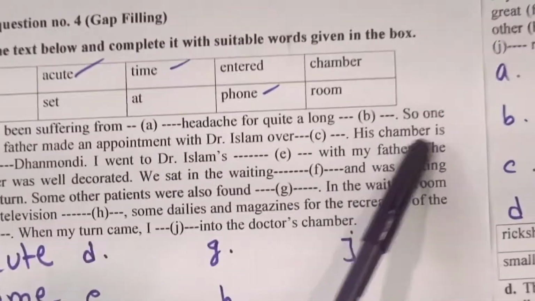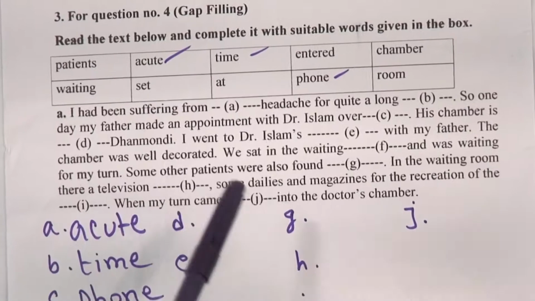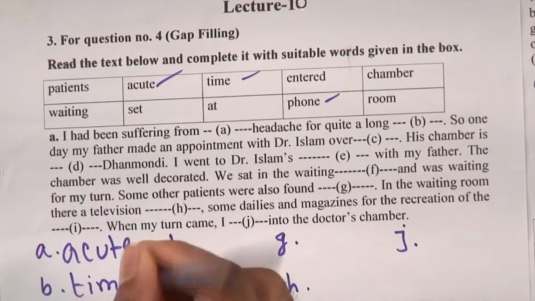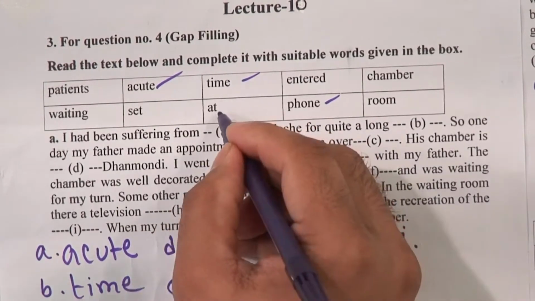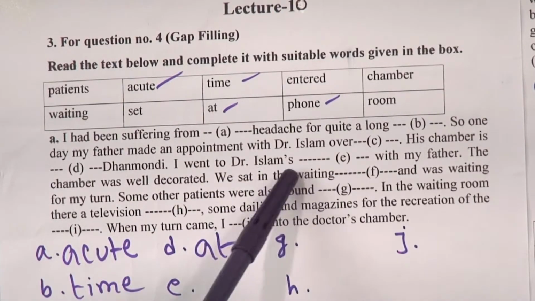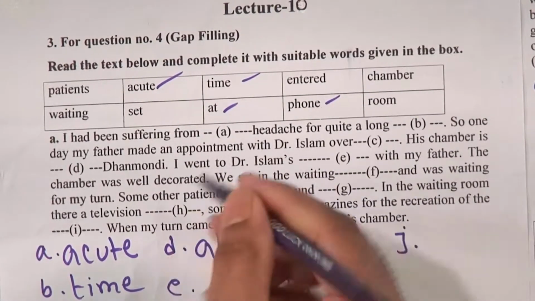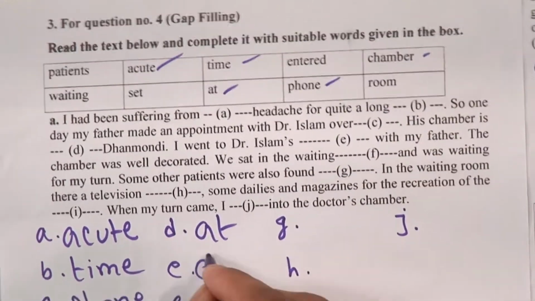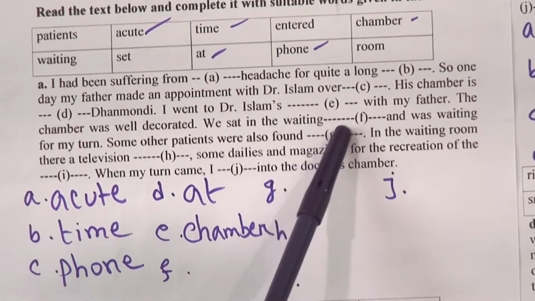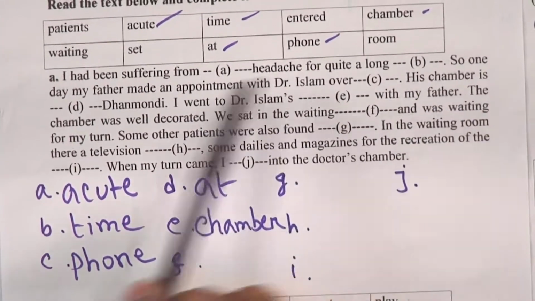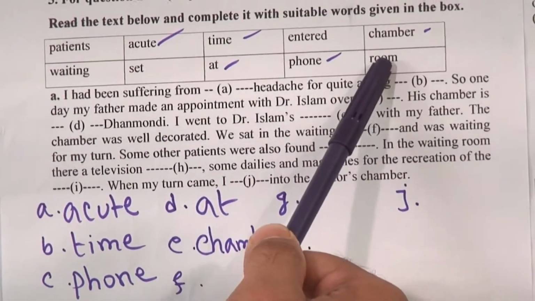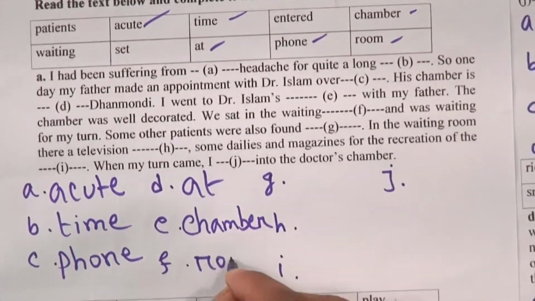Okay, his chamber is at Dhanmondi. We know that before a place name, we should use the preposition at. So right here, at, because at is also given here. Next, I went to Dr. Islam's chamber with my father. Chamber is the word here. Then F number: we sat, the chamber was well decorated. We sat in the waiting room. The word waiting room is also given.